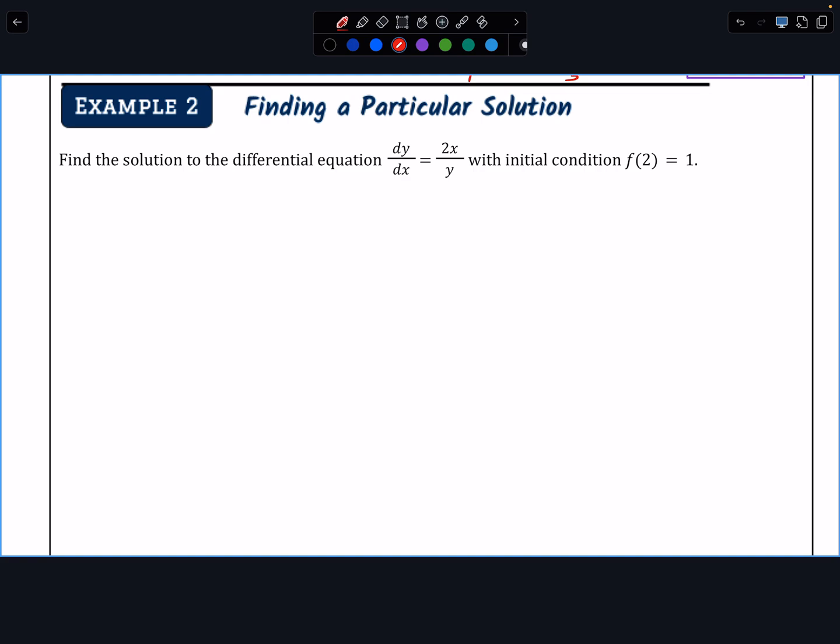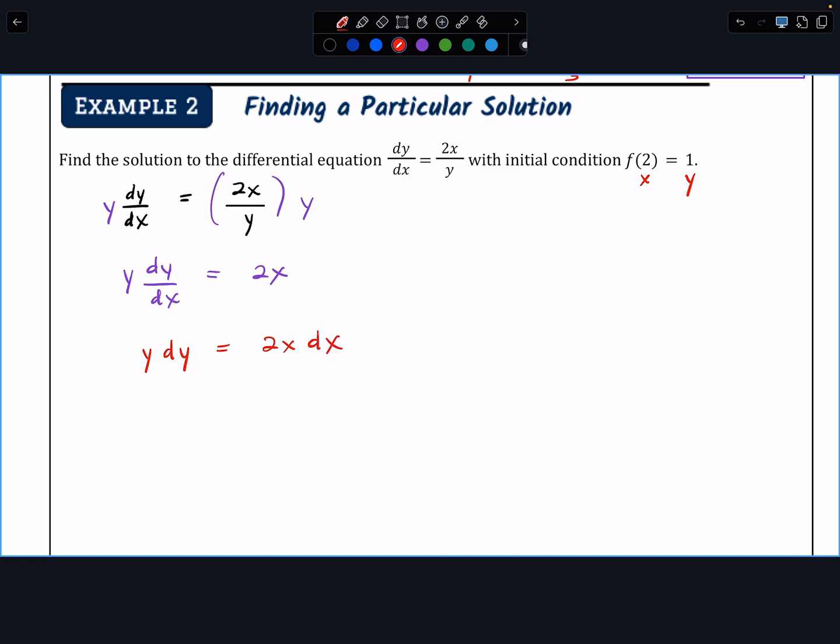So remember, this is your x, this is your y. So separate the variables. How am I going to get y to the other side? Multiply both sides by y. How can I get dx to the other side? Multiply by dx. So y dy is equal to 2x dx.